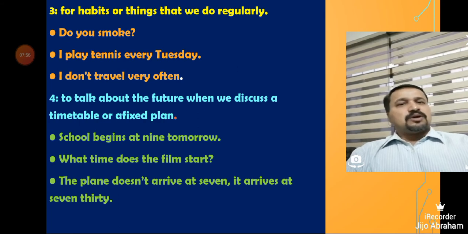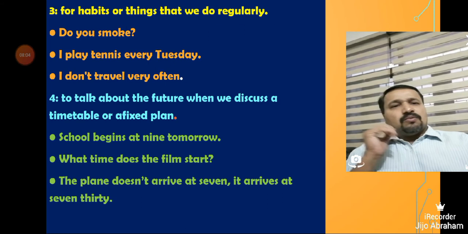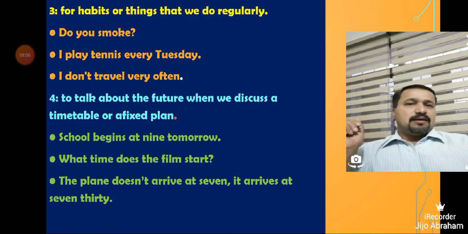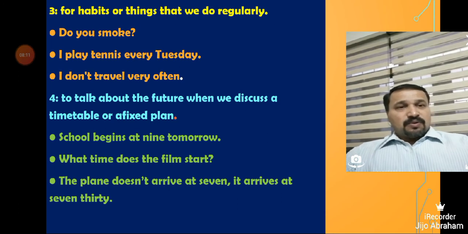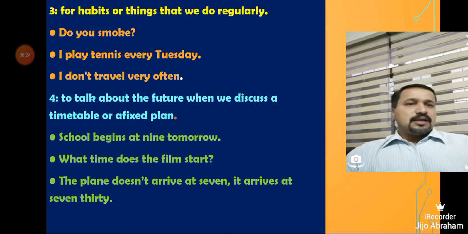Then next one, to talk about the future when we discuss a timetable or a fixed time. So, what is considered to be a fixed plan or a timetable? A timetable or a fixed plan is already decided, defined, as well as prepared, and it works according to a particular schedule that is already planned. If you take the case of a flight, that's an example. School begins at 9 tomorrow.